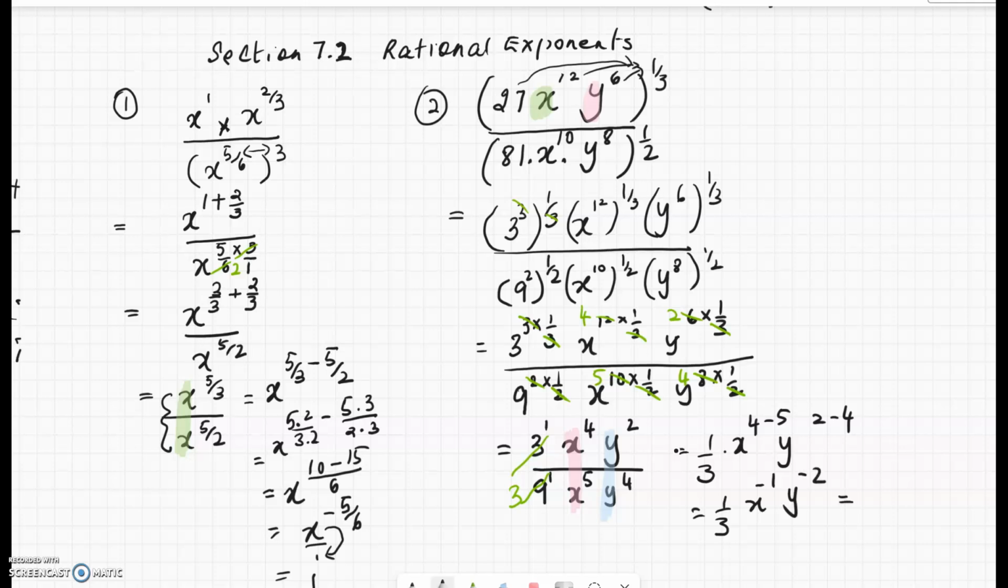Now, if you want to get rid of negative exponents, move them down to the denominator. So you get 3 times x to the 1, y to the 2. And that is the simplest form in which you can present your answer.